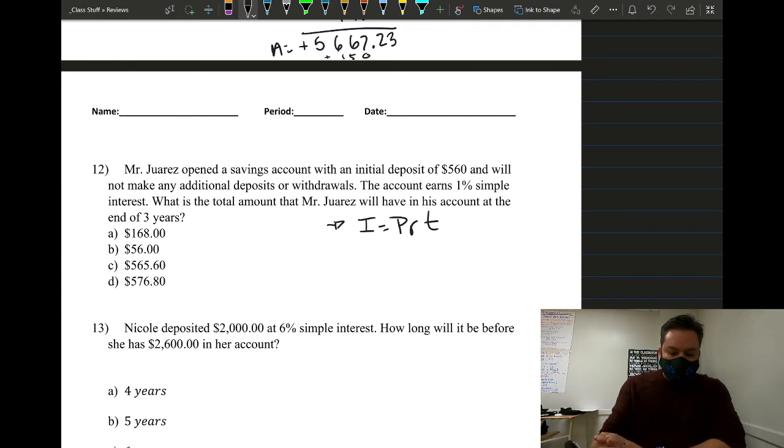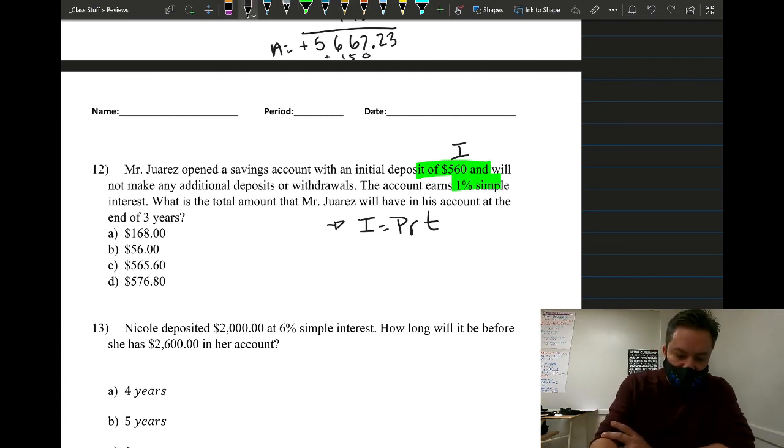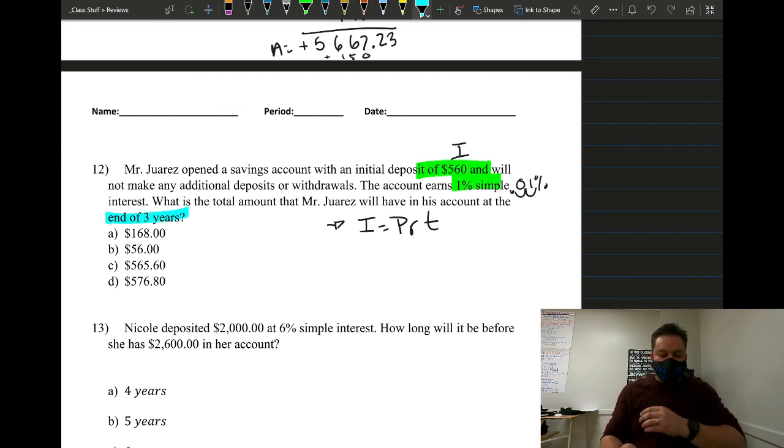Now, it says the initial deposit, that's going to be my P right here. And he will not make any deposits or withdrawals. The account earns 1% simple interest. That's going to be the rate. But remember, you got to convert that into a decimal. So 1% turned into a decimal is 0.01. And the time is going to be 3 years. So we have all the information that we know.